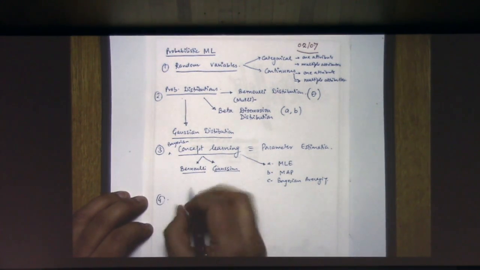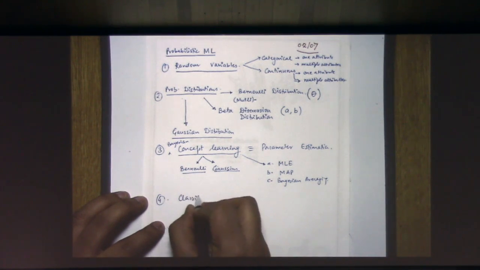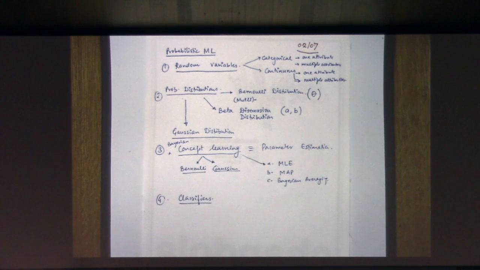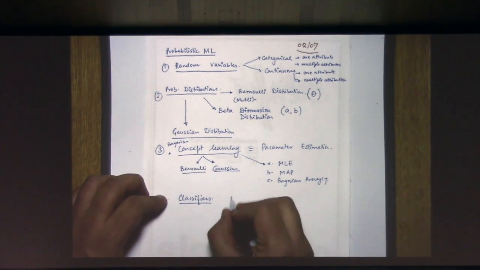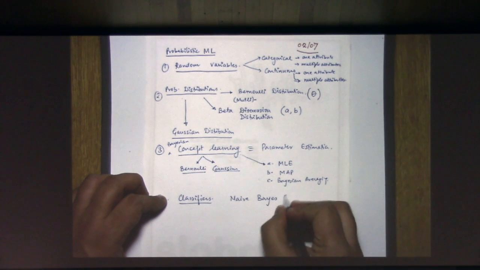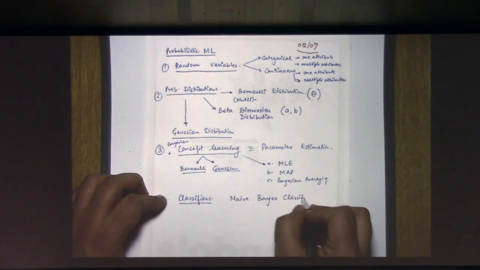Number 4 was then classifiers. Right. So once we are able to do this concept learning, how do we use this to build classifiers? Right. So we have looked at one which is called naive Bayes classification or naive Bayes classifier, NBC.